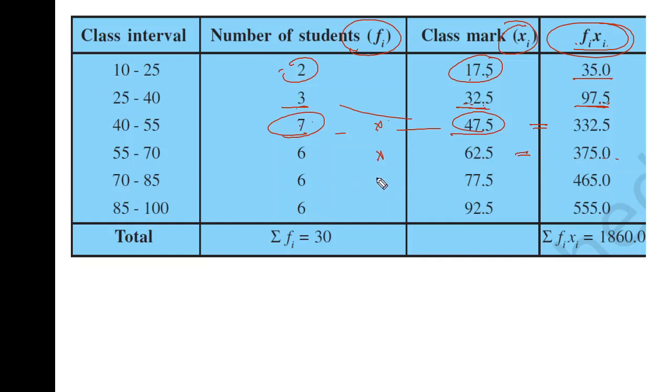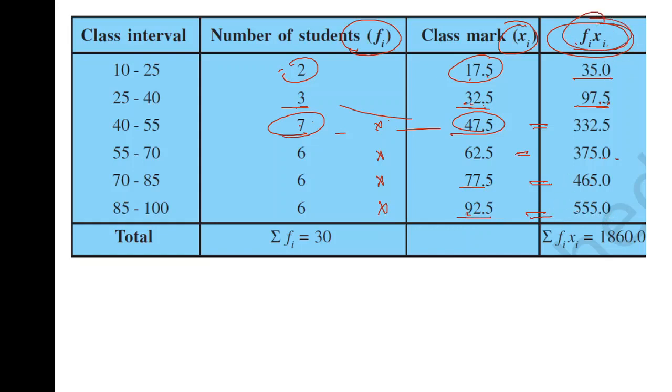Similarly, 6 into 62.5 will be equal to 375.0. Then 6 into 77.5 will be equal to 465.0. Then 6 into 92.5 will be equal to 555. Now we have found Fi Xi.